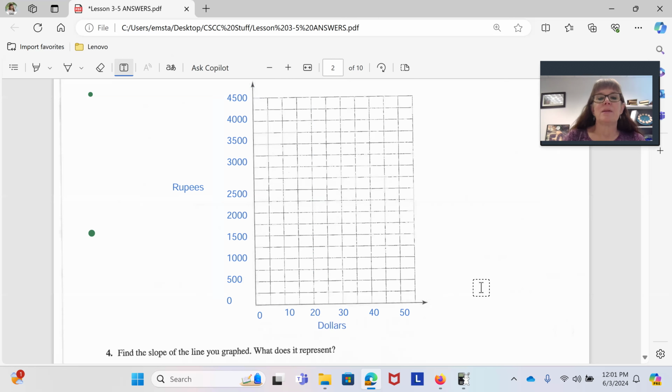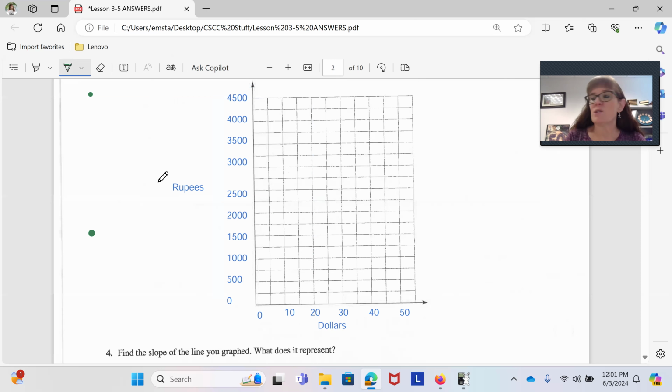All right. You may question, why did we choose those? Why are those the values we chose? We chose those values because I knew my dollars had to get up to 50 because that's what the table did. I knew my rupees had to get up to 4,105, so we went a little bit above that. So we're trying to make sure we get enough in so that we can see it.